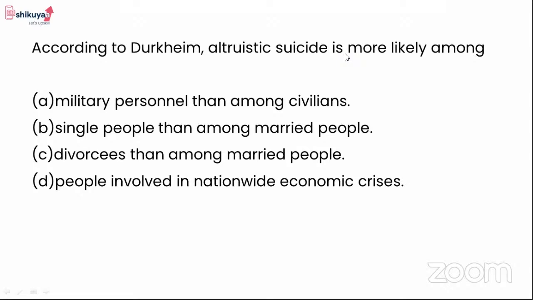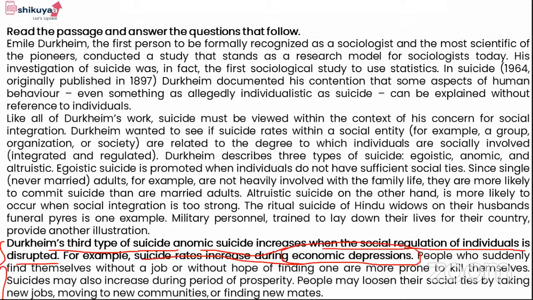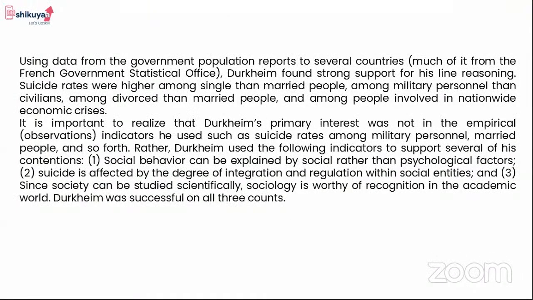Yes, altruistic suicide: military personnel rather than civilians, single people rather than married people, divorcees rather than married people, people involved in a nationwide economic crisis. Who are the people who commit this type of suicide? Be a little quick, everyone. Okay, we can go with the passage. Suicide rates were higher among single than married people, among military personnel than civilians, among divorced people. What do you say? Where will you find this?